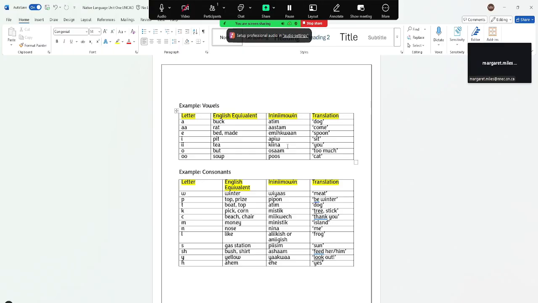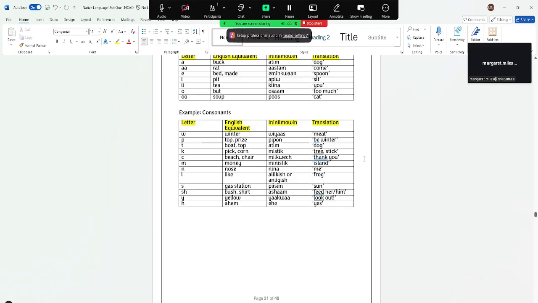And the long O sound in the English equivalent would sound like soup. And in the Cree word, bus, which means cat. And those are the example vowels.